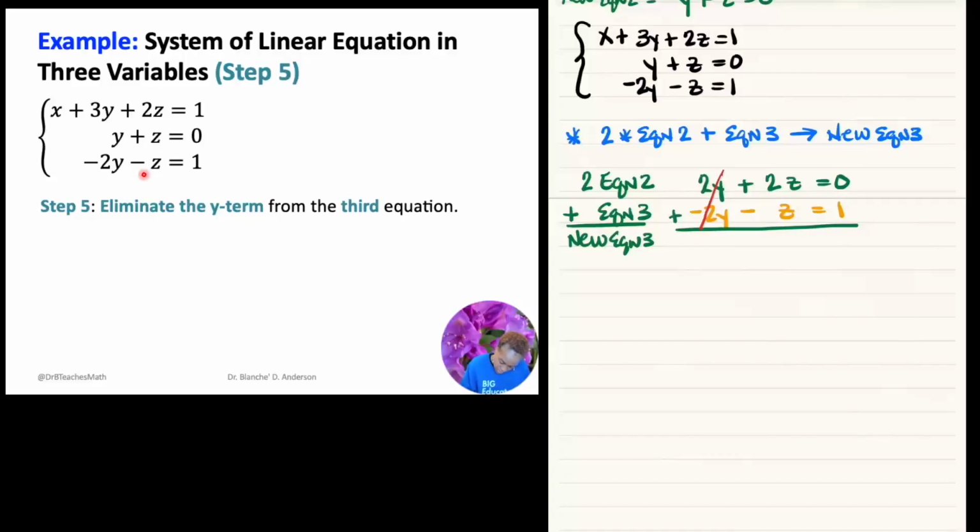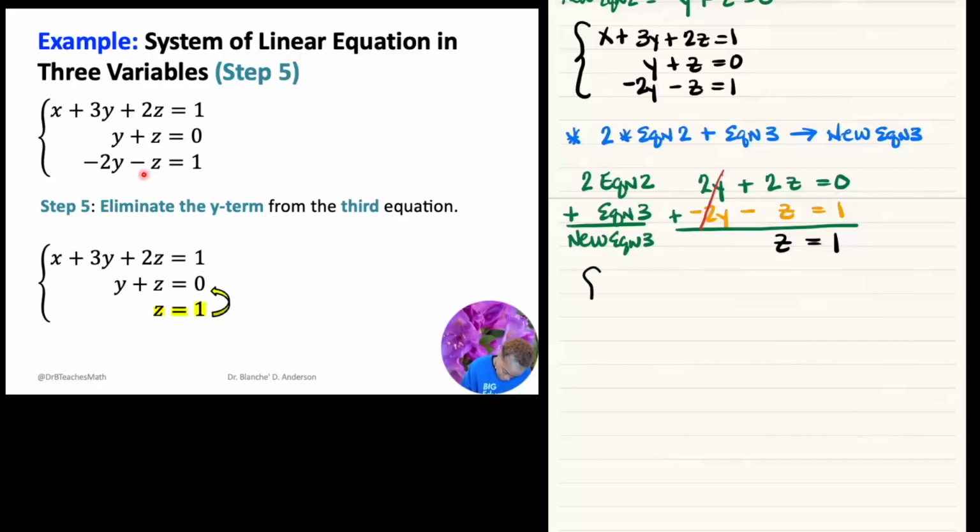That cancels out, which is what we want, right? We wanted that. And then we end up with 2z minus z. That's just going to be z equals 1. Okay, so we did the 2z minus the 1z and then 0. So z equals 1. So now this is what we have. And now we can back substitute. We can go backwards now.